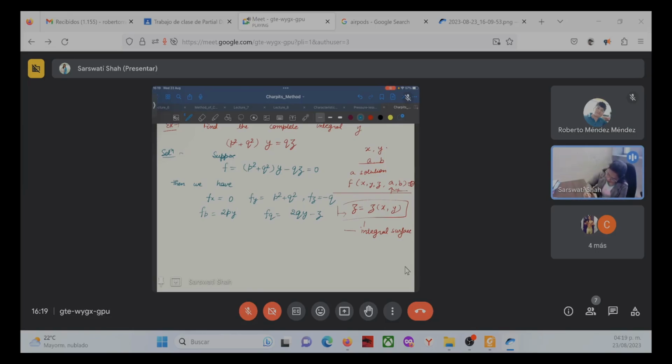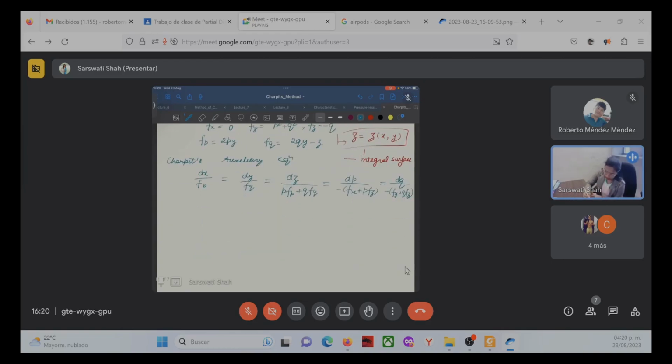Now the Charpit's auxiliary equations are given by dx over fp equals dy over fq equals dz over pfp plus qfq equals dp over minus fx plus pfz equals dq over minus fy plus qfz. So just keep the value.